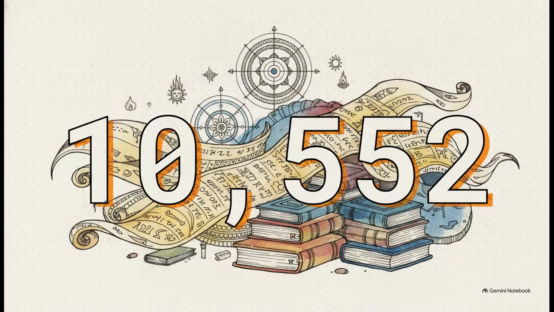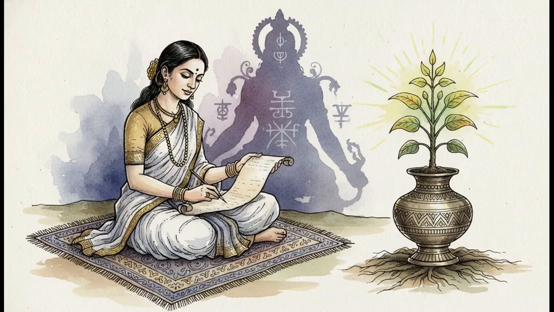Now, to truly wrap our heads around the massive scale of these ancient texts, just look at this number, 10,552. That is the number of verses or mantras contained just within the Rigveda alone. The sprawling collection is organized into 10 sections called mandals, making it an incredibly rich, massive repository of early human thought. And the Rigveda is just packed with fascinating specifics.